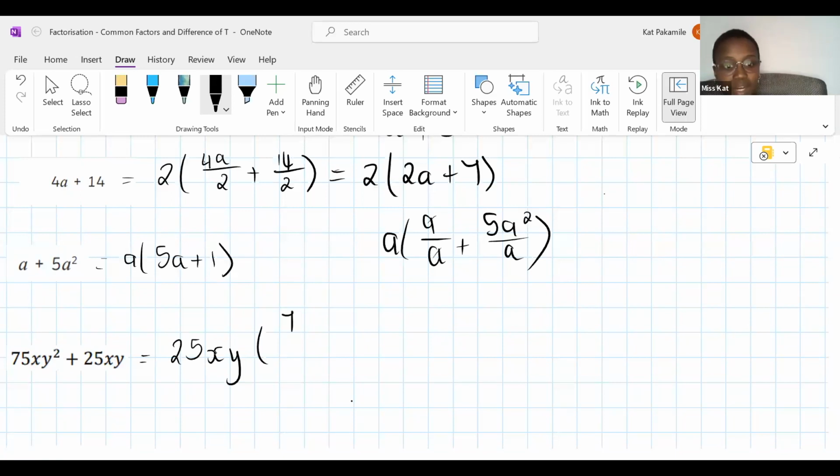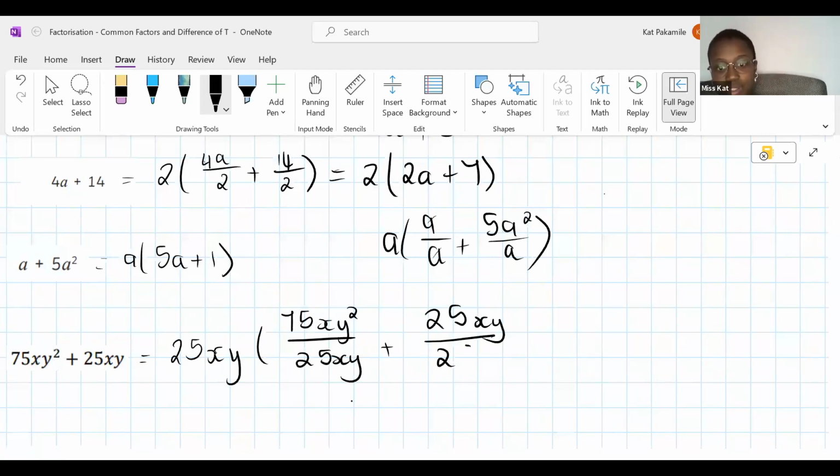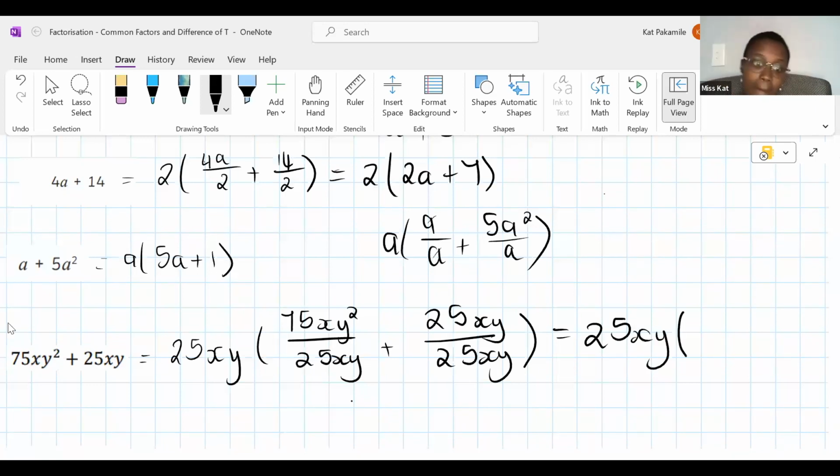Okay, now let's go and divide. 25xy squared divided by 25xy, plus 25xy divided by 25xy. Okay, let's deal with the numbers. Remember to rewrite your common factor that you factored out, guys. Don't forget about it, okay?